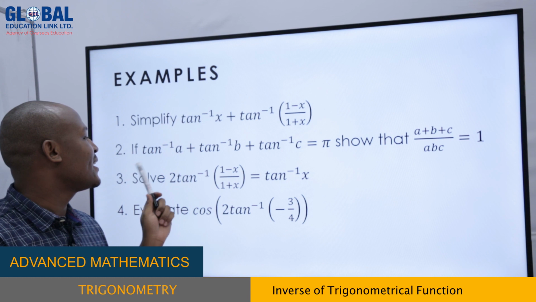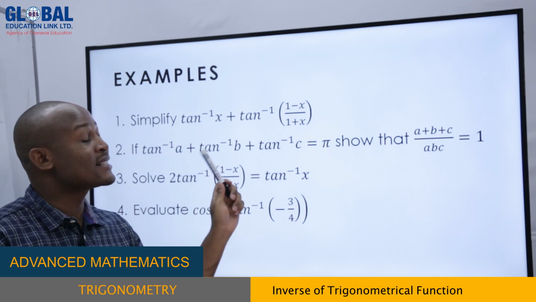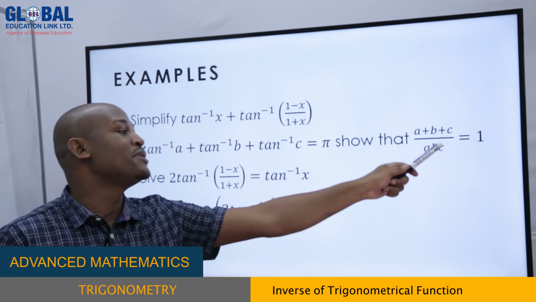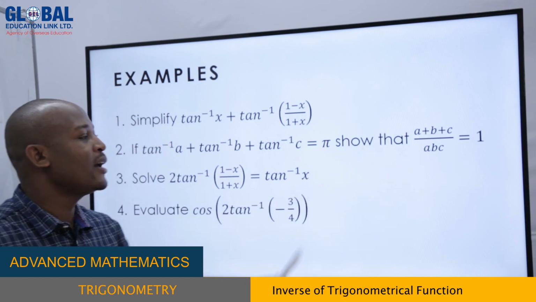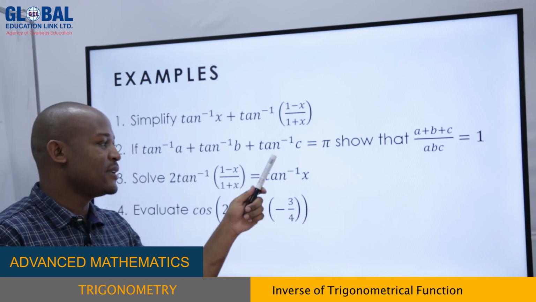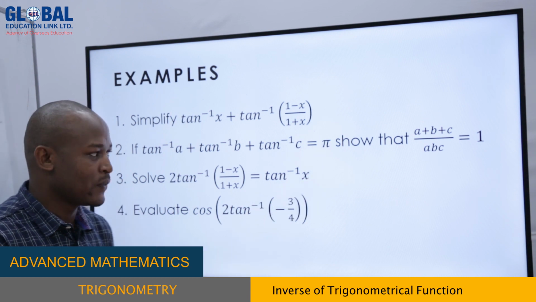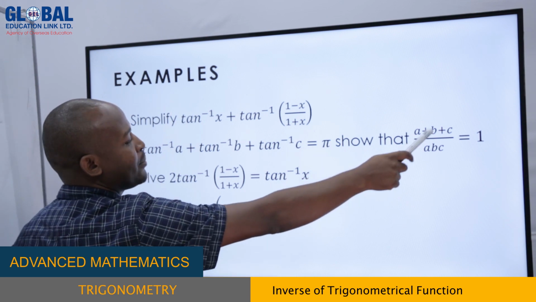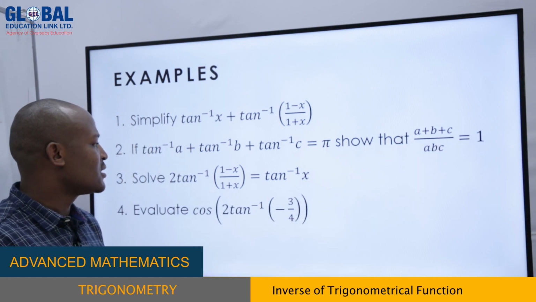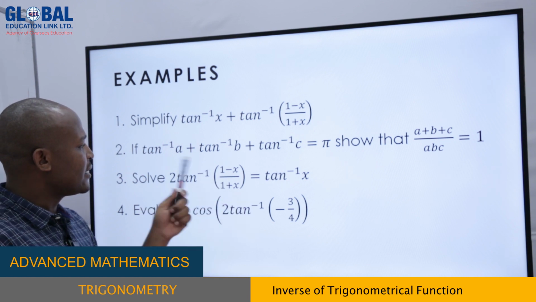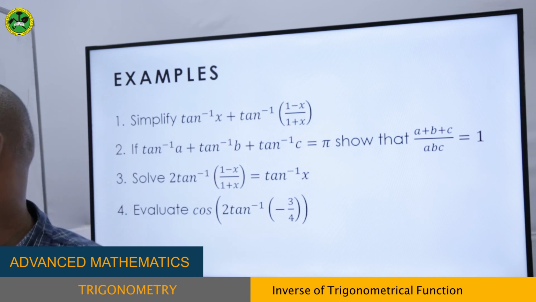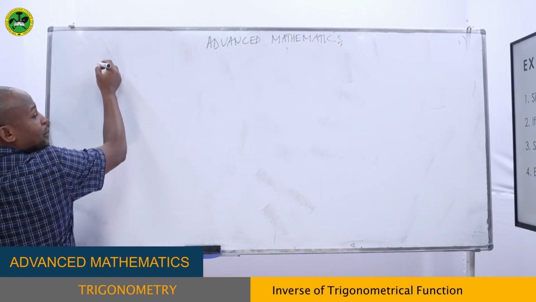That says if tan inverse of A plus tan inverse of B plus tan inverse of C is equal to pi, then we are supposed to show that (A plus B plus C) over ABC is equal to 1. Can we do that? Yes, it's fairly simple. We'll let this, and then we'll open the brackets, and then I think things will be very much okay. Let's see how it is done.